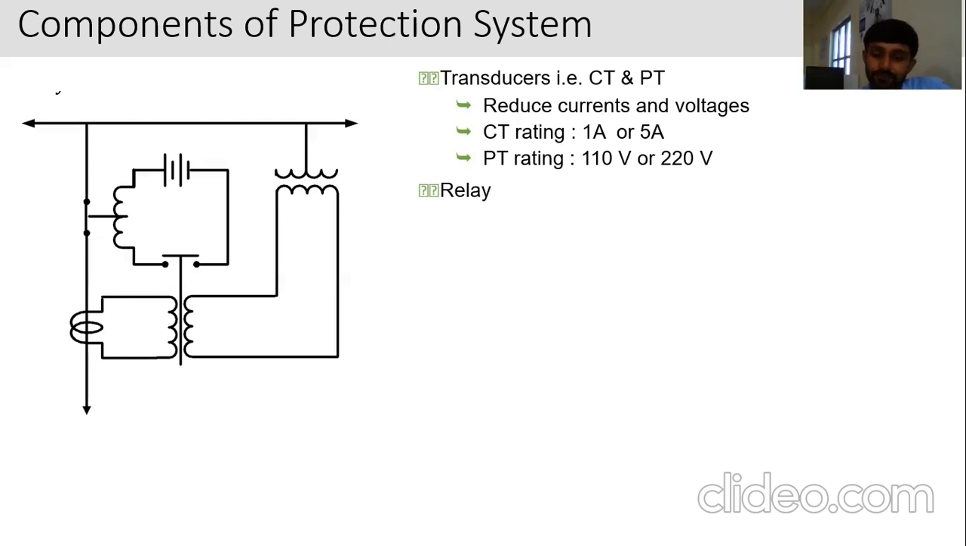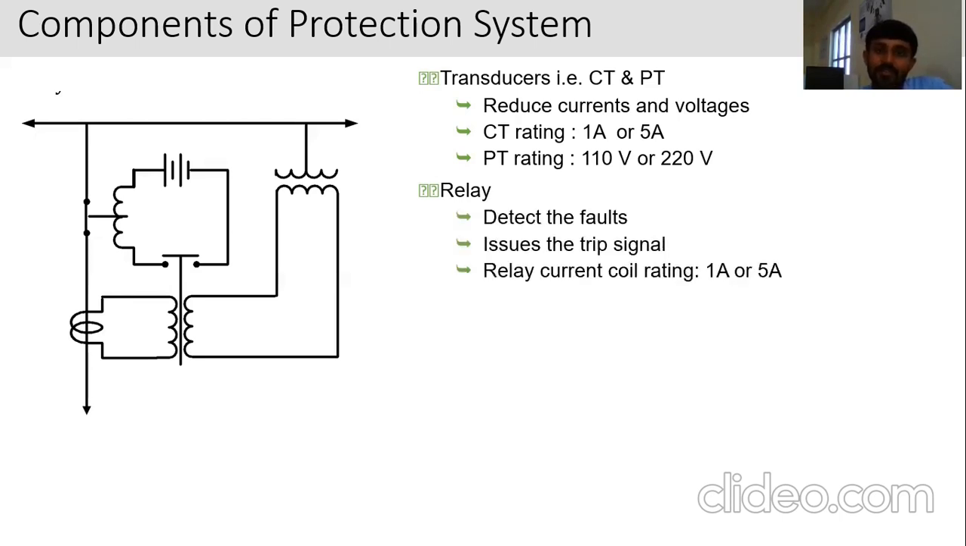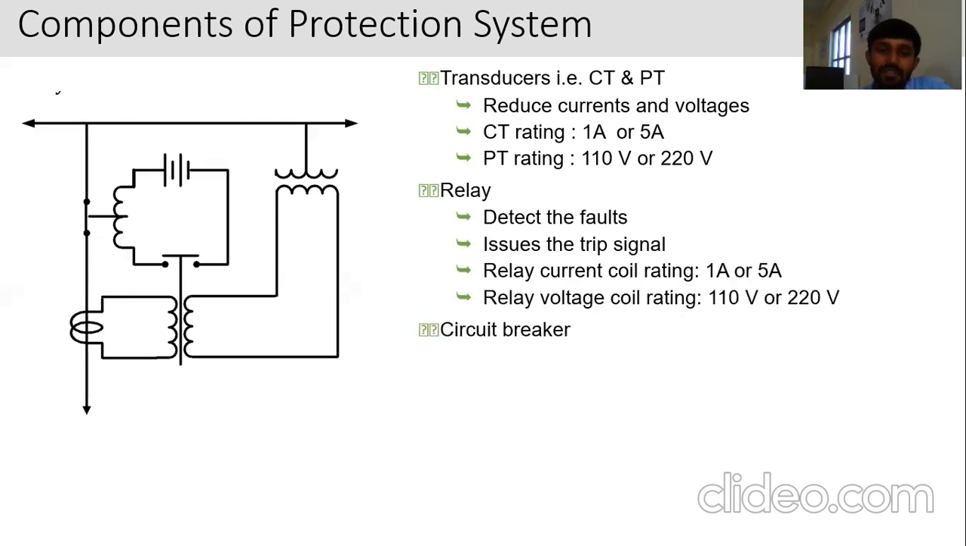The second equipment is the relay. First of all, what is the function of the relay? The relay's function is detecting the fault. The CT and PT give the signal to the relay, and the relay decides whether this is a fault or not a fault. So first, the function is to detect the fault.